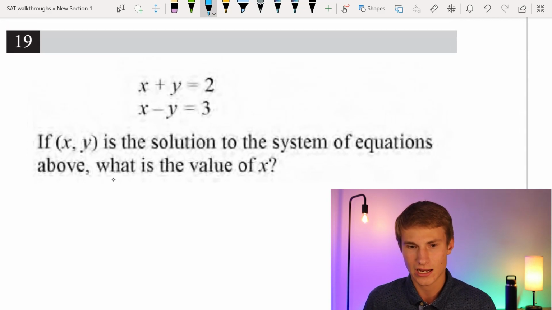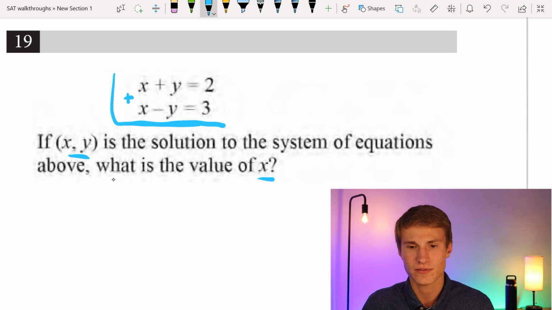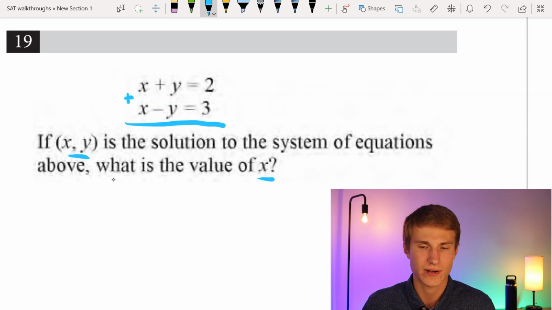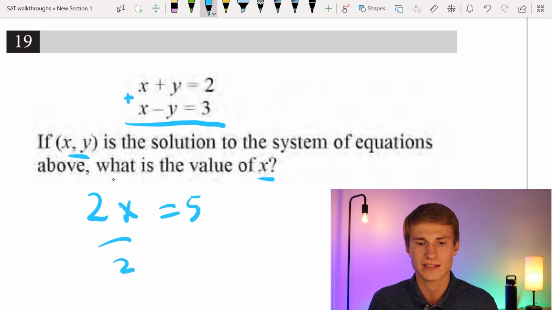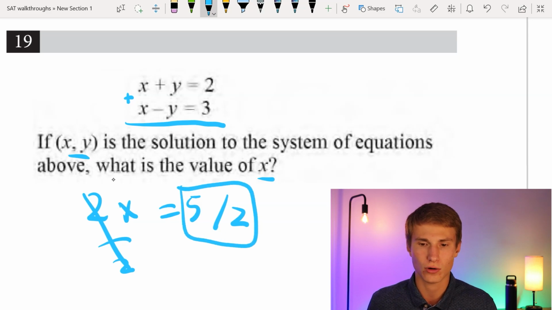All right, number 19 now. If x, y is the solution to the system of equations above, what's the value of x? All right, well, in this case, we see we can easily solve for this by adding these two equations together because it's going to get rid of our y, right? And that's an indicator anytime you have a stacked equation, you're always going to want to look to add or subtract to end up isolating the variable you need to solve for. When we do this, we're going to end up getting 2x equals 5. We divide each side by 2 to isolate for x, and we see x is going to equal 5 over 2, so our answer will be 5 over 2.